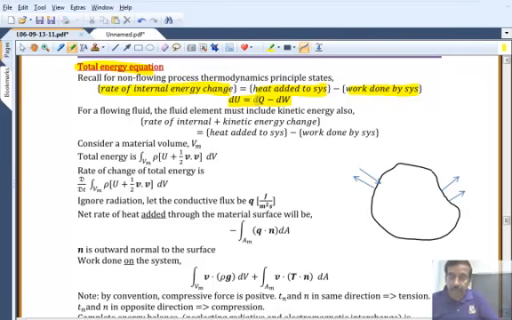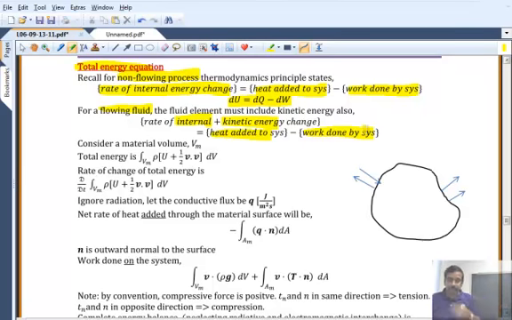So the rate of internal plus kinetic energy: this is for a non-flowing system, a closed system, which has only internal energy. But if I have an open system, with material coming in and going out, then I have internal energy plus kinetic energy. This is for a flowing fluid. So the sum of the rate of change of these two must be equal to heat added to the system, work done by the system. That's a conceptual statement of conservation of energy, which includes all forms of energy, including work, including heat, and other forms of energy.